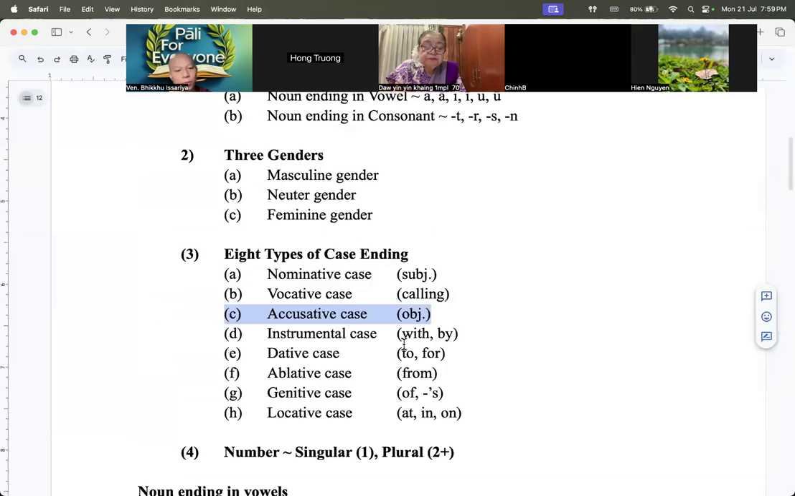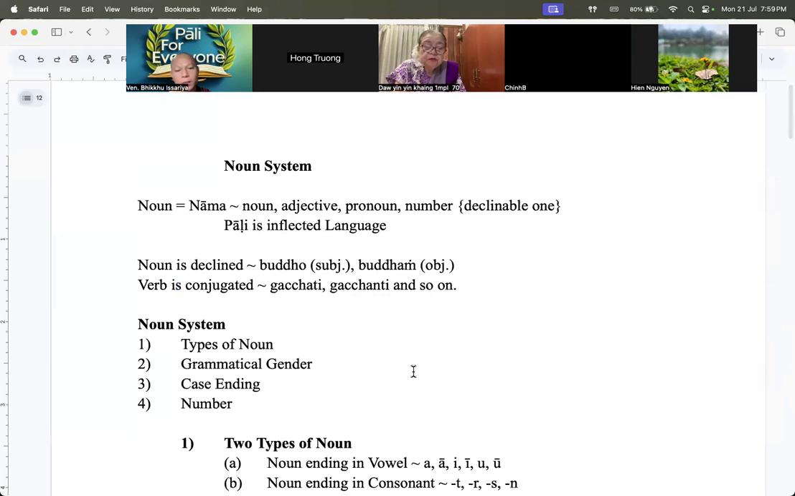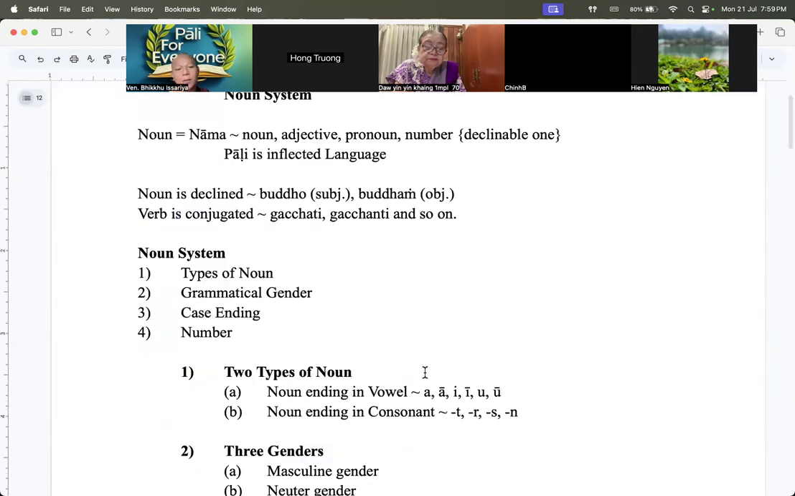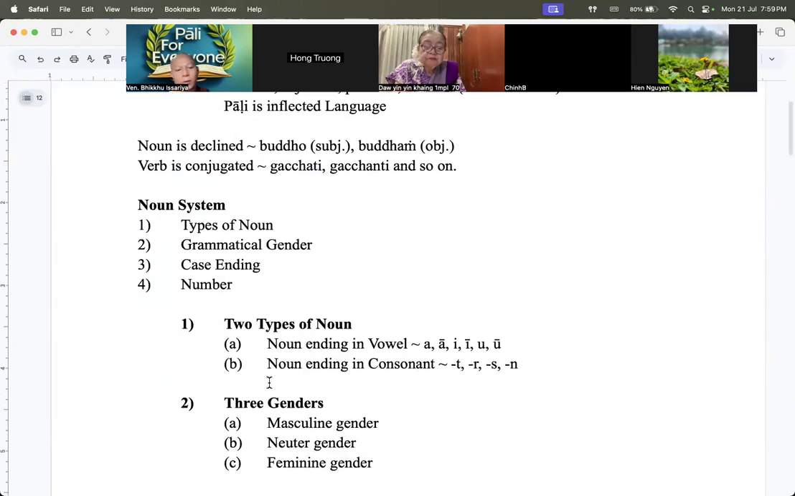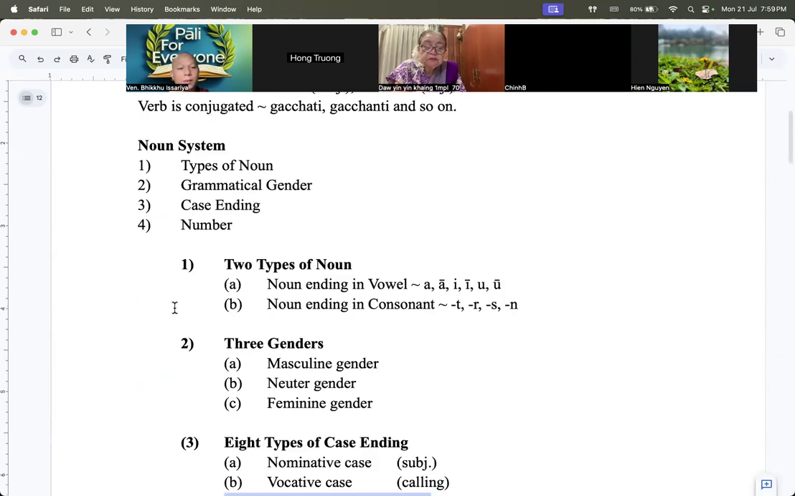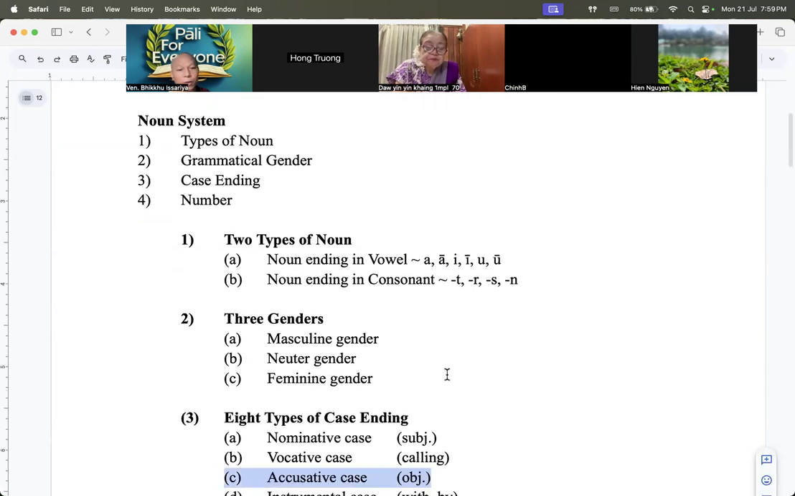Okay, so today we started learning the noun system. Maybe next Wednesday we can practice some sentences with the subject and object, and the adverb we have already learned. So some complete sentences we can try to translate and try to understand.